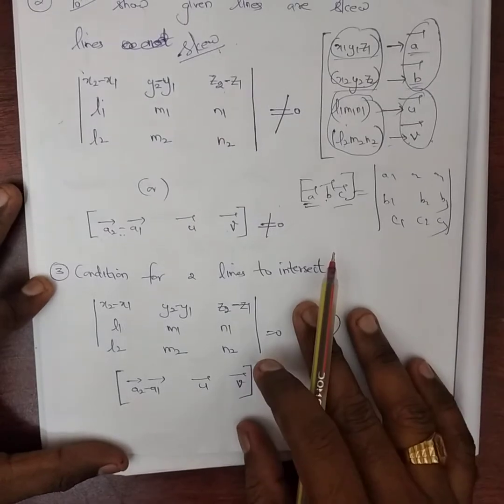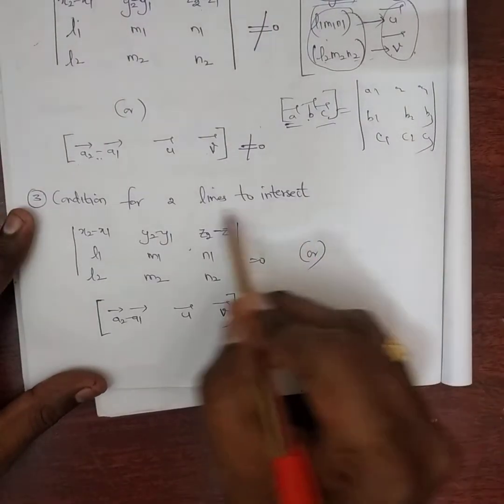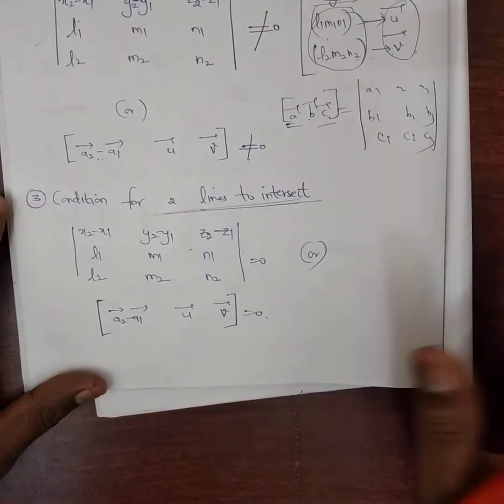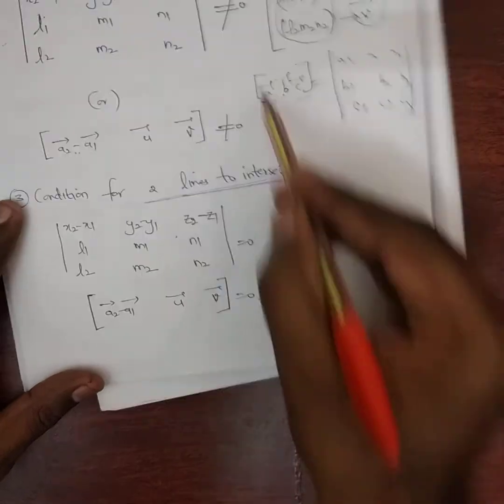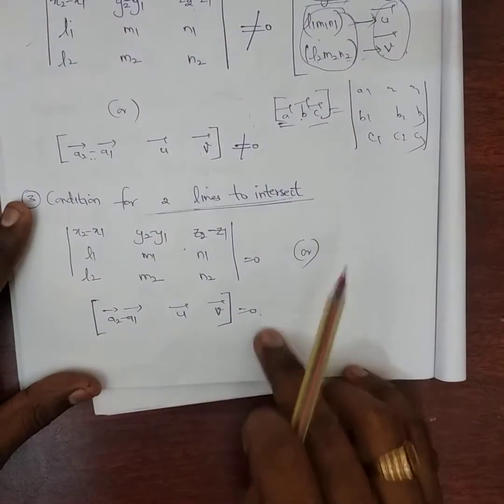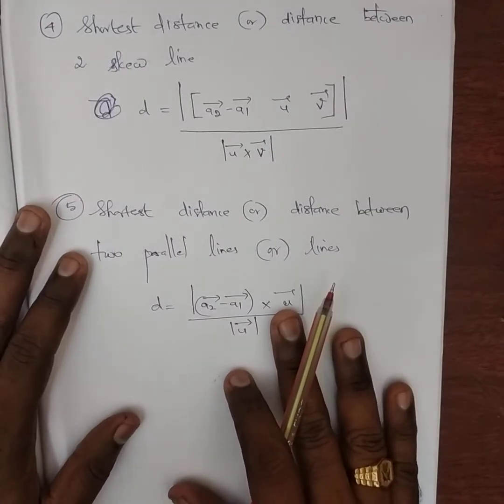These are very important to find skew lines. Not equal to 0 means skew lines. If equal to 0, then the two lines intersect. Next, the shortest distance between two skew lines.